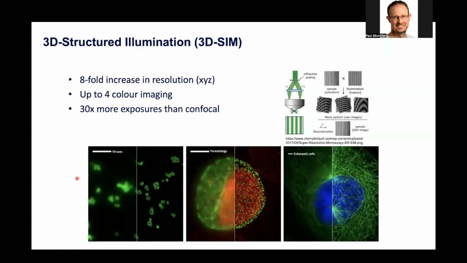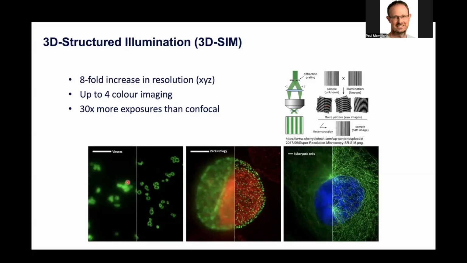Structured illumination, specifically 3D structured illumination, can provide up to an 8-fold increase in resolution in X, Y, and Z. So 2-fold in X, 2-fold in Y, 2-fold in Z. Here we can do 4-color imaging. The downside is we need to take more exposures than we would on a standard confocal system to acquire that data set. What we do is image through an interference pattern that interacts with our sample and provides us with higher resolution information, which we can post-process and compute the improved image quality.